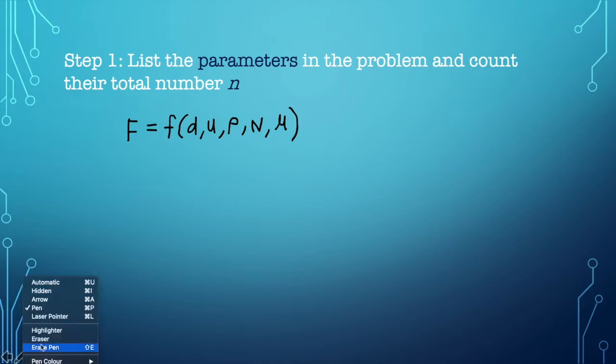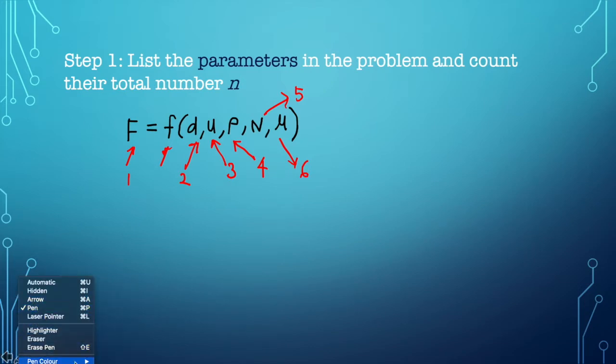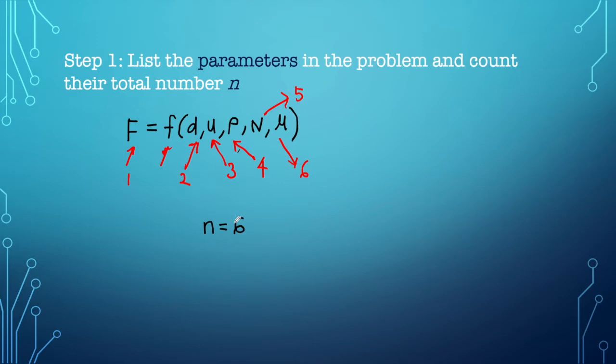So let's count the total number n. F is the first parameter. D is second. Number 3, number 4, number 5, and number 6. Therefore, the total number of parameters is 6. 1 is force, 2 is diameter, 3 is velocity, 4 is density, 5 is revolutions per second, and last is viscosity, number 6. So our total number n equals 6.